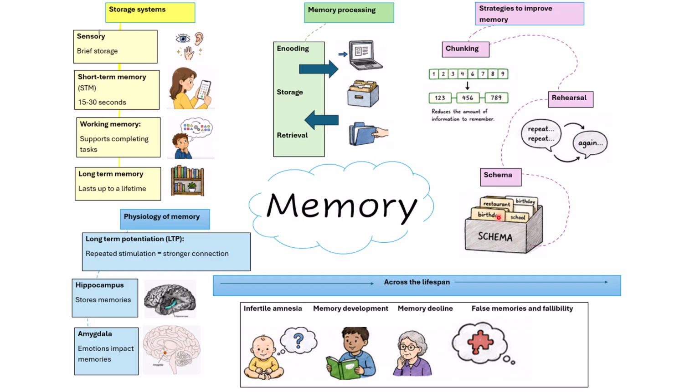And then finally here we've got schema. So this is a mental framework that helps organize information. So for example, using a filing box image to show how we file information based on what we already know. They can, however, influence or distort memory because we may remember things in a way that fits our expectations.